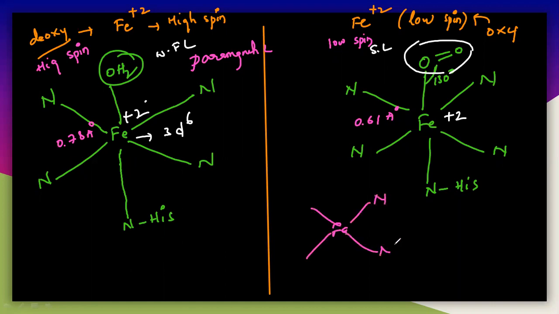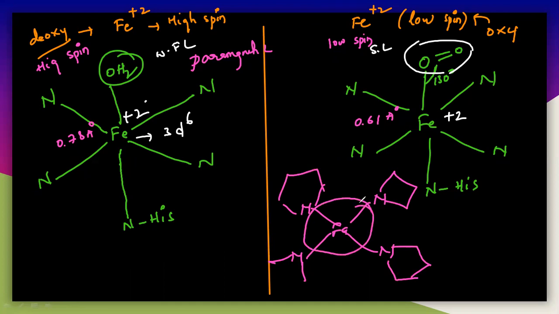So this is the nitrogen and this nitrogen, and the structure is like this. Now see here, the iron is present in the cavity of the porphyrin ring. So it must fit into the cavity of the porphyrin ring.